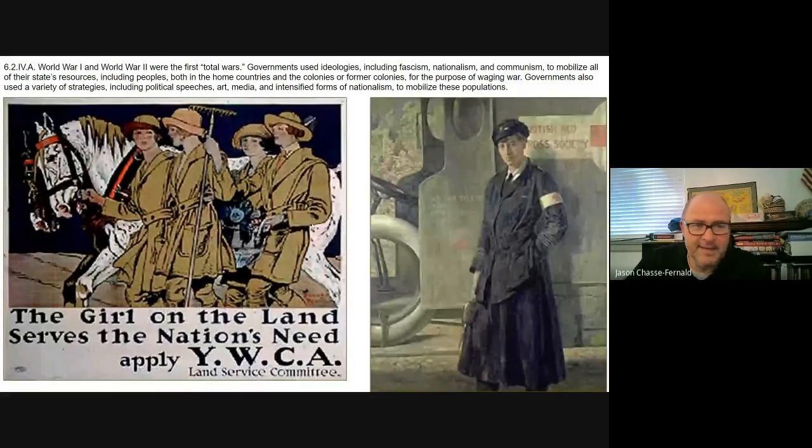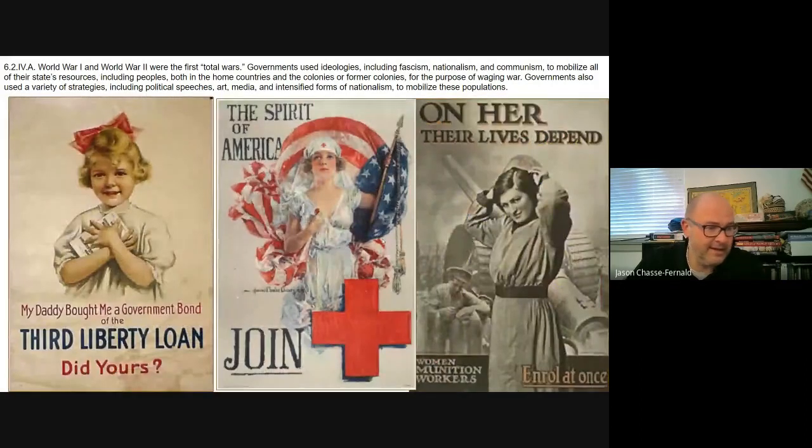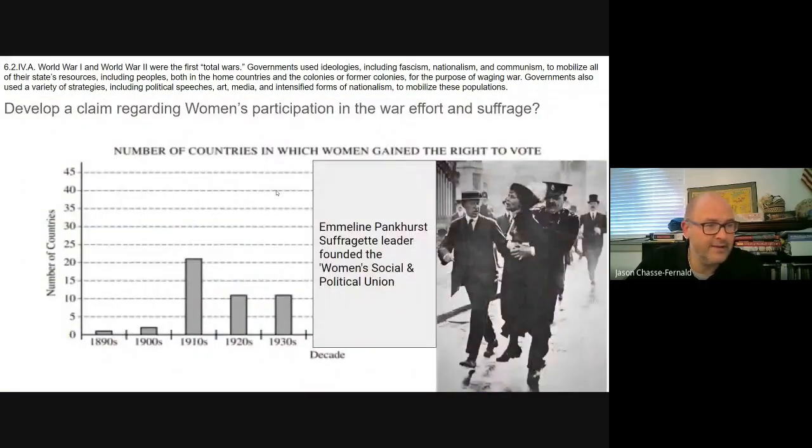Right. So when we talk about total war, women are involved in all the aspects of the war as well. And in the case of Russia, they were actually soldiers. Okay. And of course, a lot of this propaganda is going to be used to get people to buy bonds to pay for the war itself.